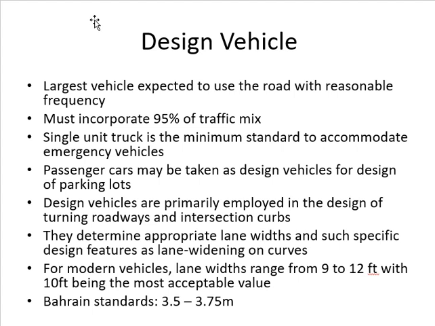Okay, so I showed you within these 4, then there are subtypes. When the highway is operational, you may have 20 different types of vehicles passing through it. We have to pick one, because we cannot design for multiple vehicles at the same time. It's one highway, so we need one design vehicle. Which one should it be?